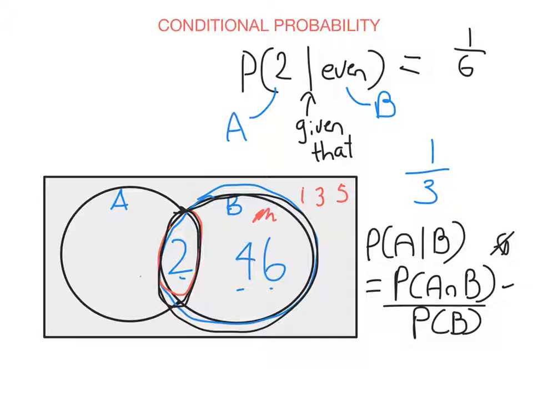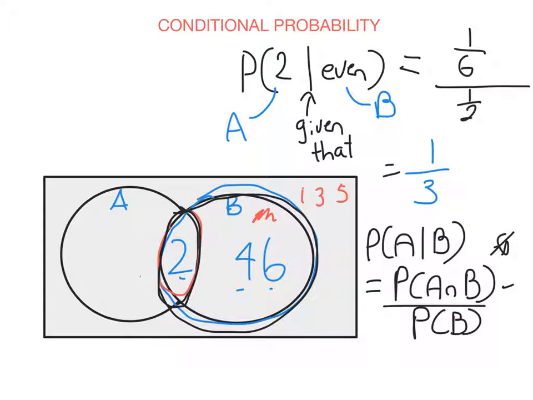There's one way it can occur, and there are 6 outcomes in total. And I divide that by the probability I get an even number, which is 1 over 2, because there are 2 outcomes possible. I can get an odd number or I can get an even number. And of course, 1/6 divided by a half equals a third. Simple. I'll give you one more example.